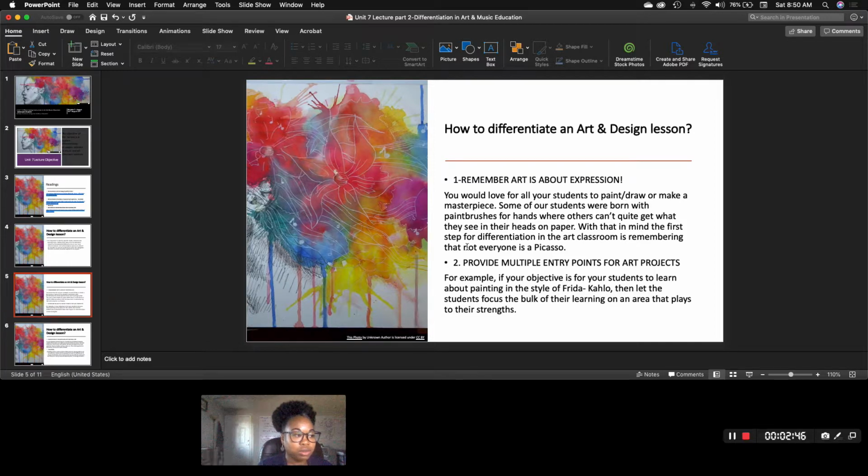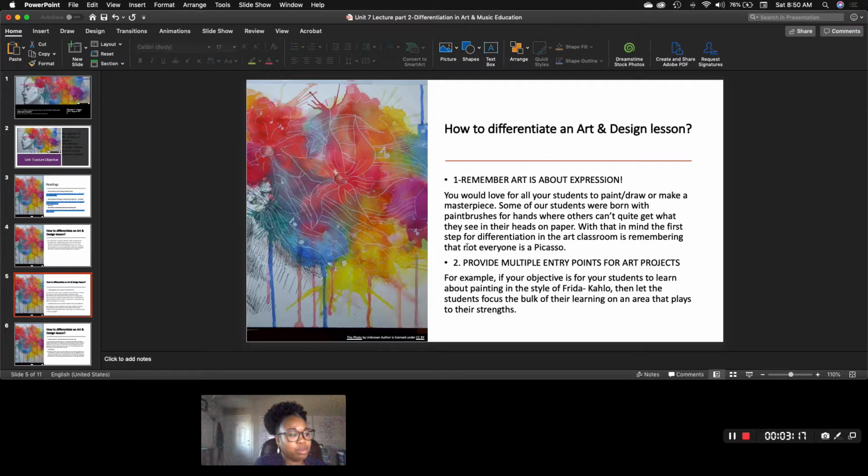So how do you do this? I chose a couple of things that they mentioned. I didn't focus on all of it, so obviously the reading is on you. The first thing is, they said, remember, art is about expression. You would love for all students to paint, draw, or make a masterpiece. Some of our students were born with paintbrushes for hands, where others can't quite get what they see in their heads on paper. So everyone's not going to create a Picasso, in other words.